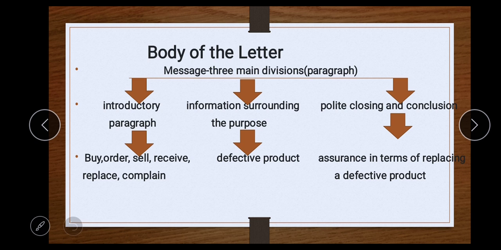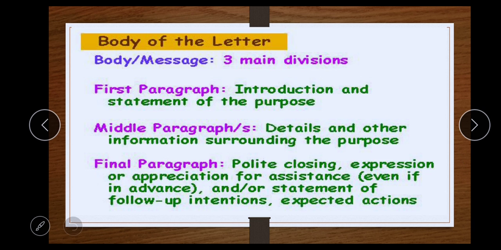Then see here the body of the letter. This is one of the elements of business letter writing. The body of the letter comprises an introductory paragraph, information surrounding the purpose, and a polite closing and conclusion. According to the purpose of the letter, the information is mentioned in three paragraphs. The body of the message comprises three divisions. The first paragraph comprises the introduction and statement of the purpose. The middle paragraph includes details and other information surrounding the purpose.